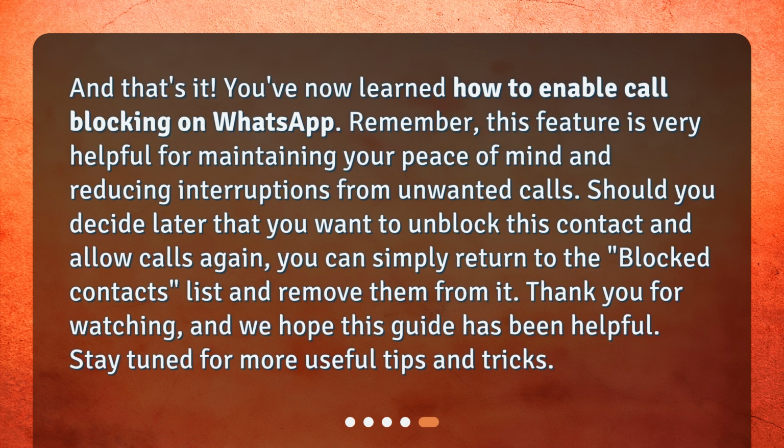And that's it. You've now learned how to enable call blocking on WhatsApp. Remember, this feature is very helpful for maintaining your peace of mind and reducing interruptions from unwanted calls. Should you decide later that you want to unblock this contact and allow calls again, you can simply return to the Blocked Contacts list and remove them from it.